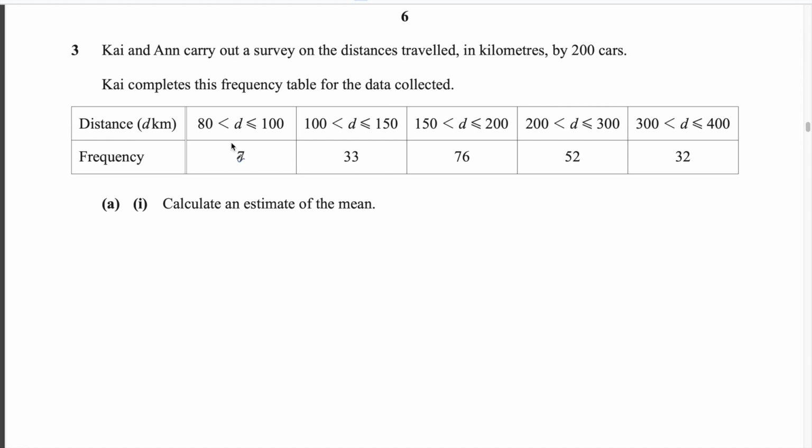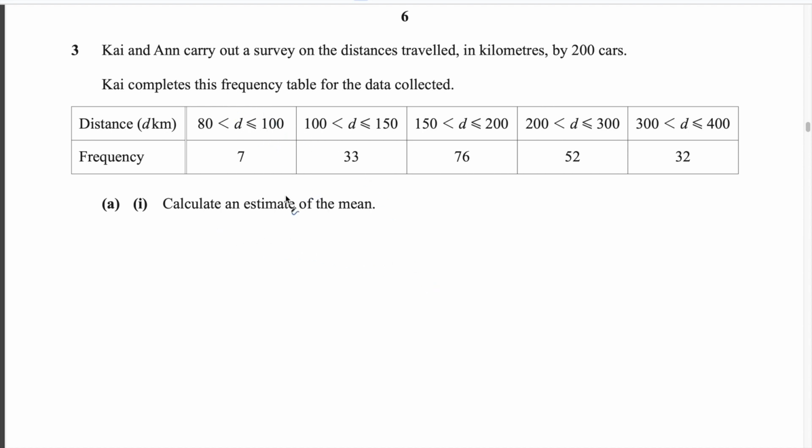Question number 3, it says Kai and Anne carry out a survey on the distances traveled in kilometers by 200 cars. Kai completes this frequency table for the data collected. So in the first row, you see the distance in kilometers, and the frequency is in the second row. It says calculate an estimate of the mean.